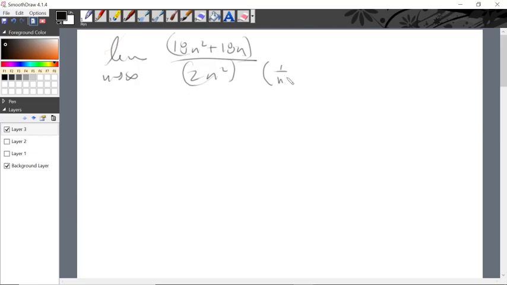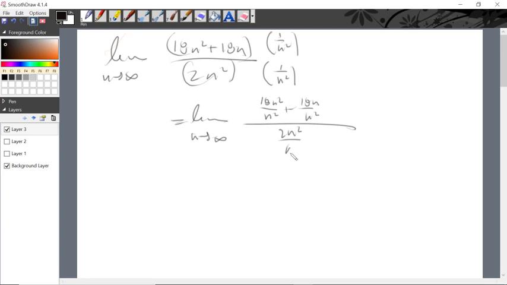So I'm going to multiply the bottom by 1 over n squared, and I'm going to multiply the top also by 1 over n squared. So we get the limit as n goes to infinity of 18n squared over n squared plus 18n over n squared, and in the denominator we have 2n squared over n squared, and now we can run each of these limits. 18n squared over n squared is going to 18. 18n over n squared is going to 0, and 2n squared over n squared is going to 2. So when we run all these limits, we are left with 18 plus 0 over 2, but that just equals 9. So this is the calculus approach to this.